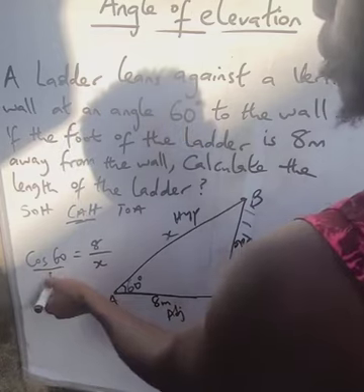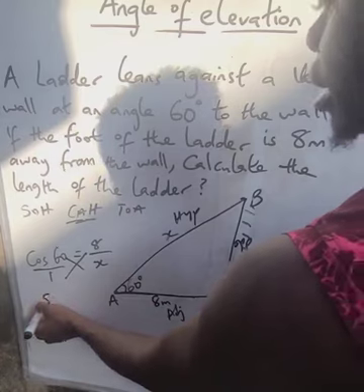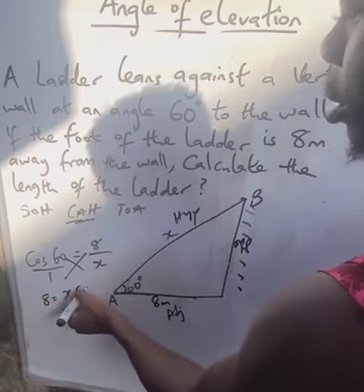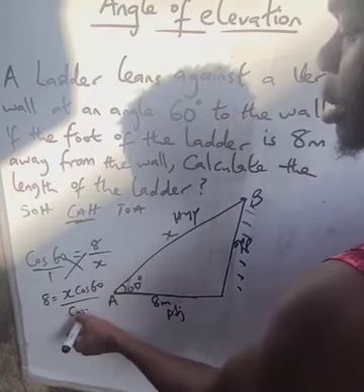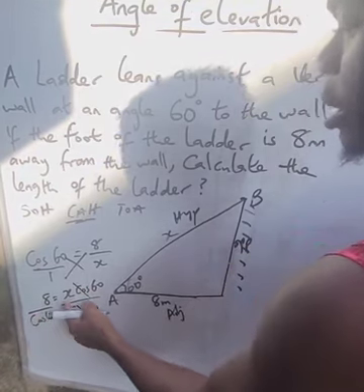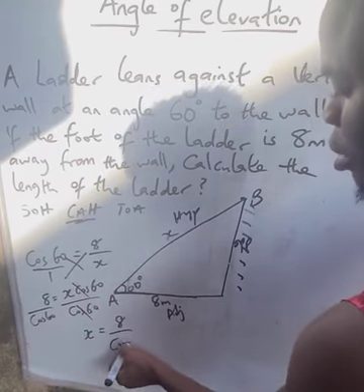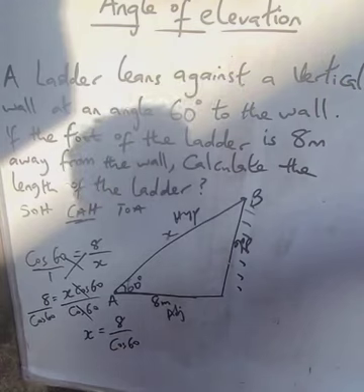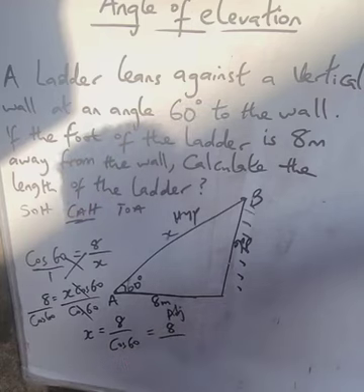So when we cross multiply, we're going to have 8 times 1 is 8, equals x cos 60. We're looking for x. So when you divide both sides by cos 60, you see that your x is equal to 8 over cos 60.